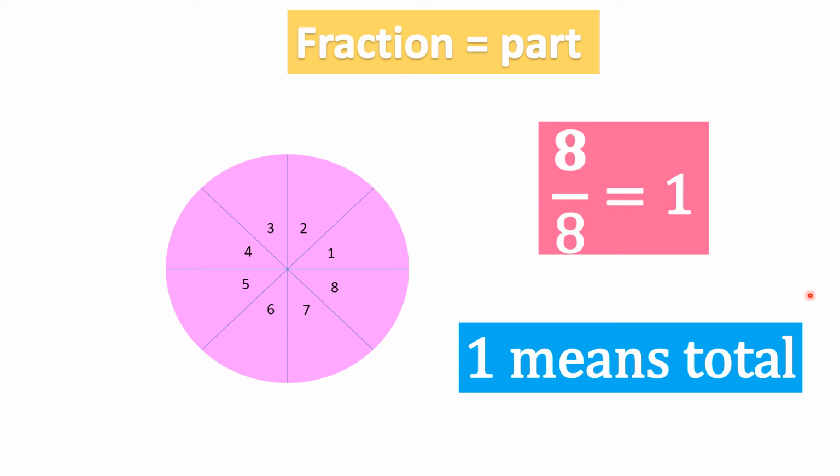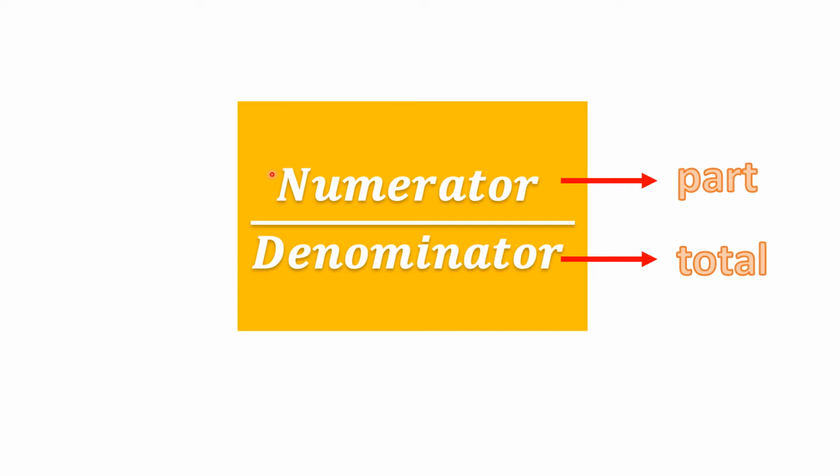Okay, so now keeping this in mind, let's see. A fraction has two parts. What are the two parts? The two parts are numerator and denominator. The number that we write on the top of the fraction is called the numerator, and the denominator is the number that we write on the bottom part, right? So now look, numerator means what? It represents the part, one part or two parts or three parts, out of how much? Out of the total. So denominator shows us the total and numerator shows us the part, okay?